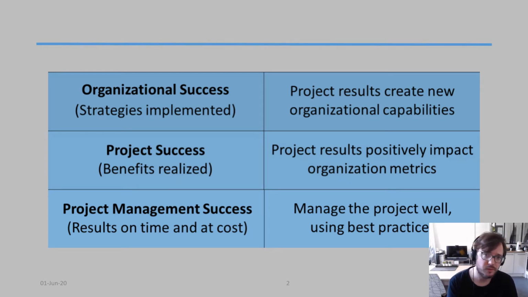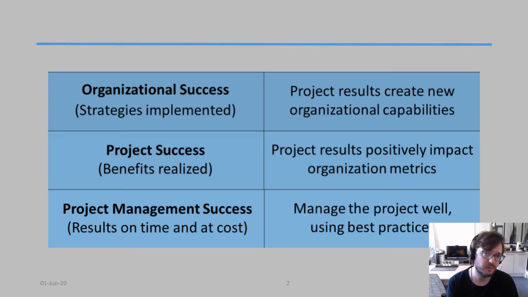The third level of success is called organizational success. This is when your project has created new opportunities that were not foreseen before. We're talking really about new strategies that have been implemented. So the project results created a new organizational capability, or something new that made the whole organization better off.